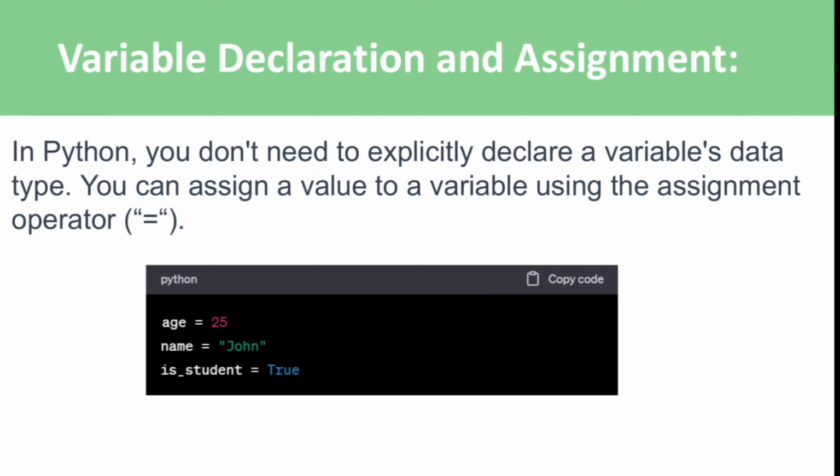Normally in Java or C we have to write int a is equal to 25 semicolon, like that. But here there is no need to mention integer, string, or float. It is automatically considered: this is an integer, this is a float value, this is a boolean.